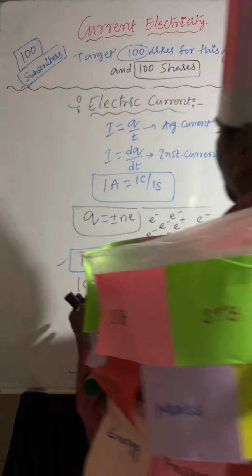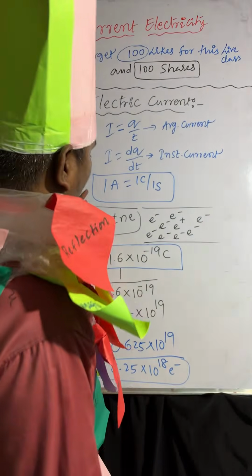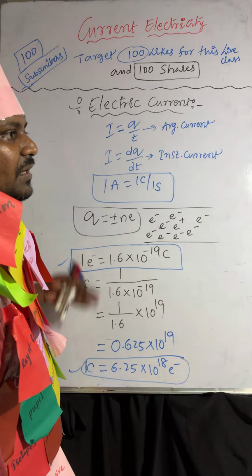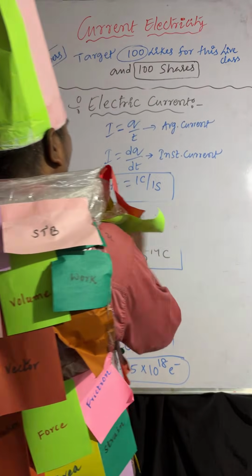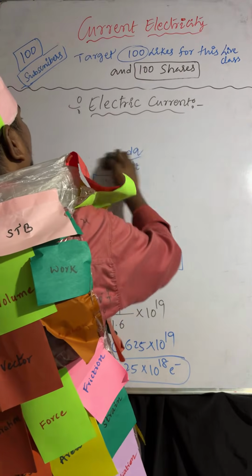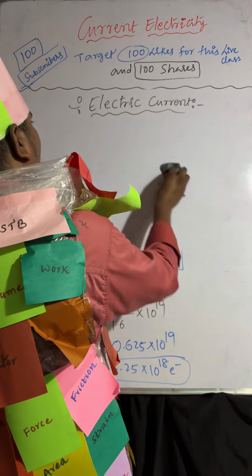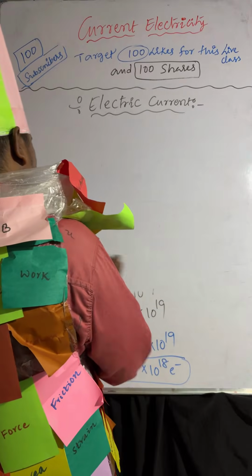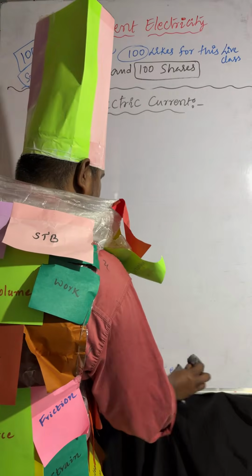Coming to this one, that is about average current, instantaneous current, and quantization of charge. These values you have to remember. Next, we will discuss based on magnitude and direction. Still a few more points are there related to current.